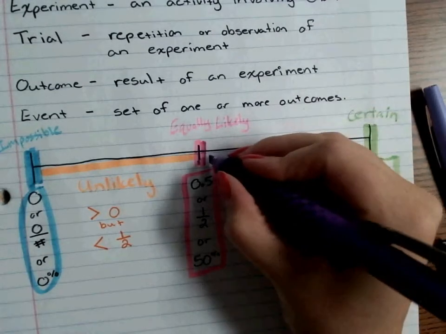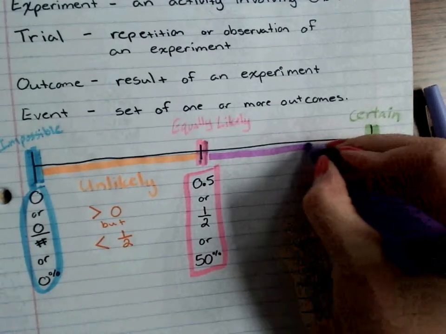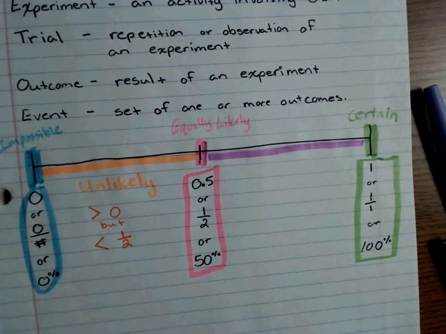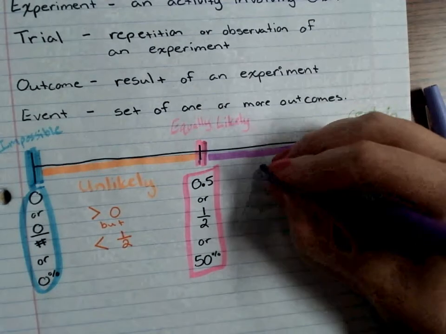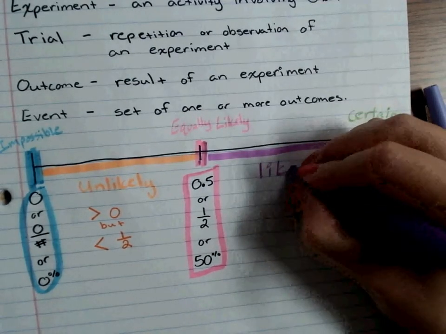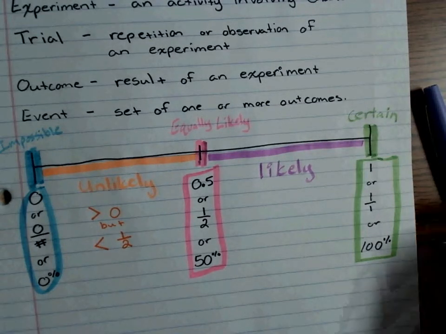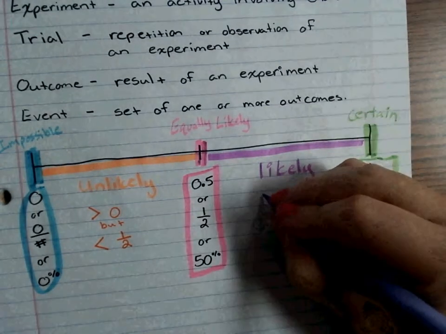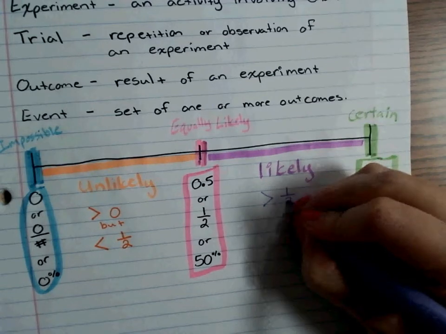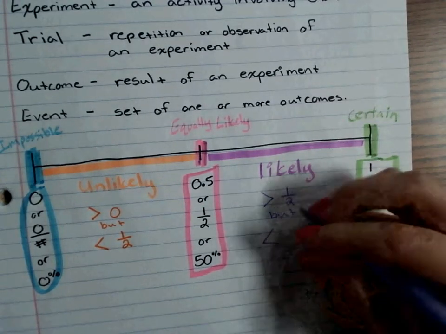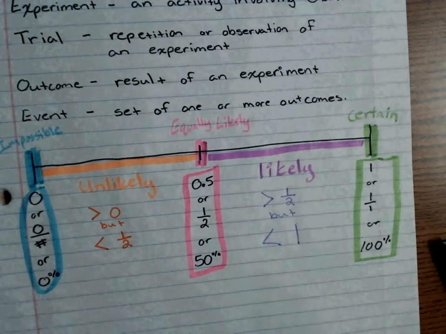Then you've got anything that's greater than 1/2 but less than 100%, less than 1 whole. That's called likely. So it's greater than 1/2 but less than 1 whole.